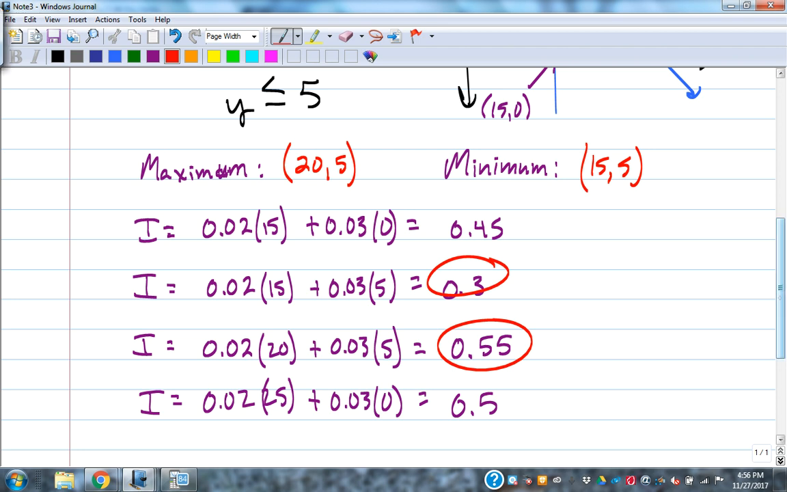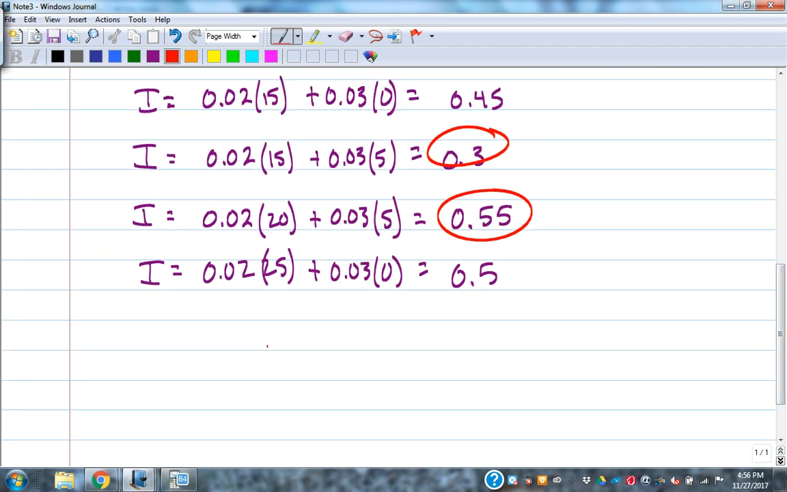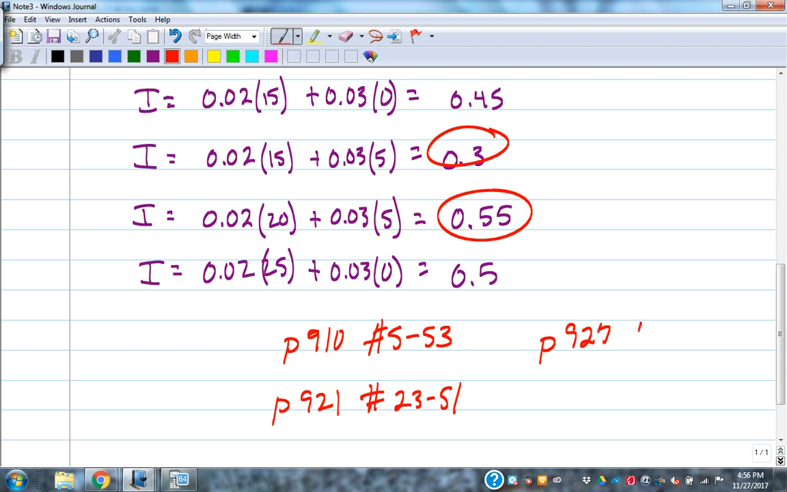But some problems you might want to look at for these sections: page 910, 5 through 53; page 921, 23 through 51; and then page 927, 3 through 8. Not a whole lot of problems there on the linear programming stuff, but some good practice there.